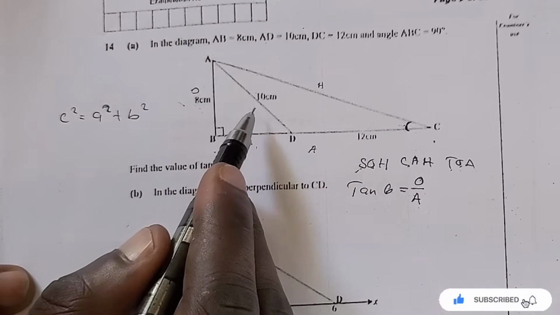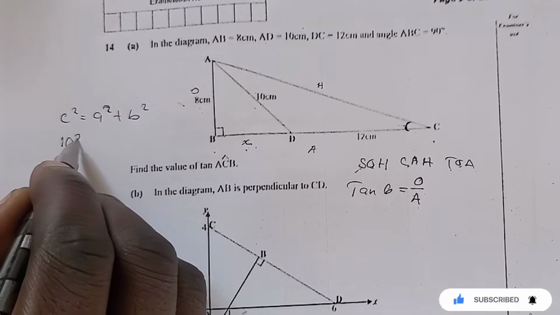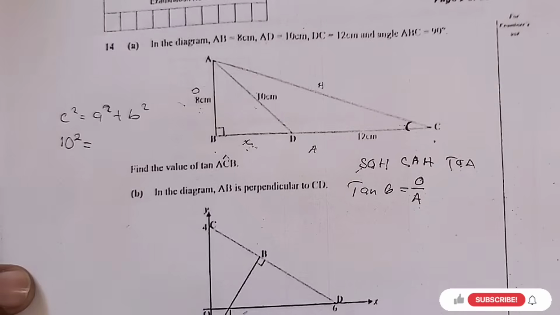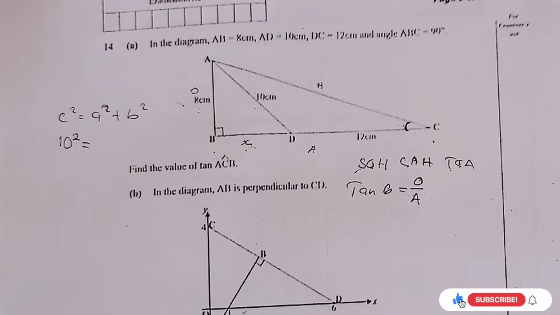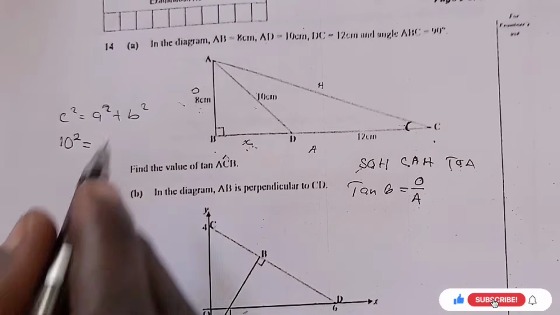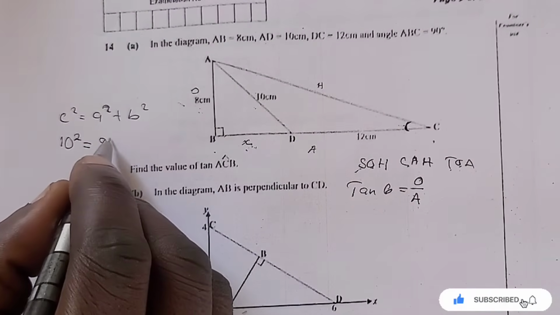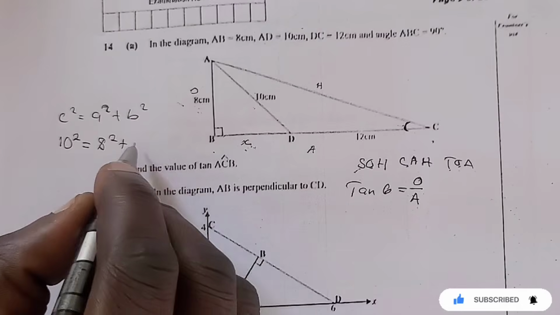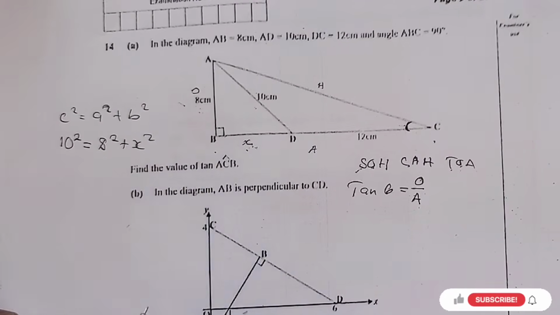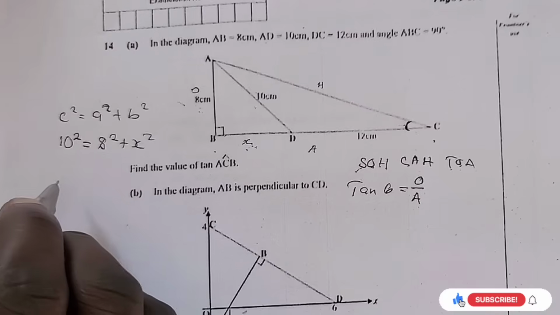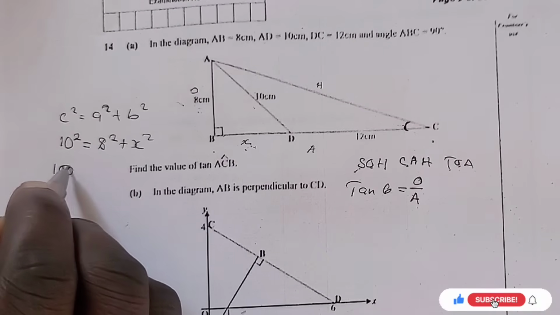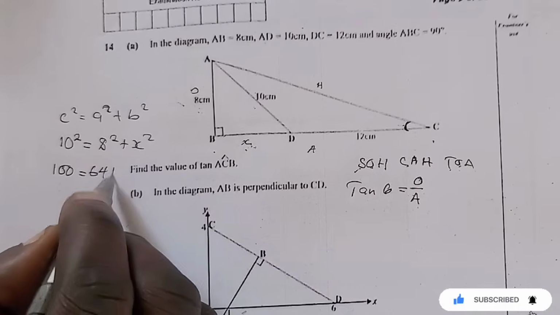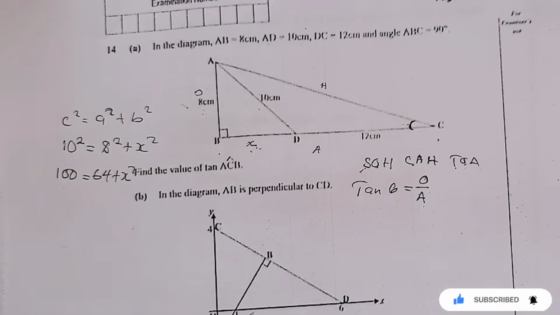C squared is the hypotenuse, which is 10 squared, is equal to, between a and b, you can choose whichever, there's no problem. So let's take a as 8 squared, then let's just leave the other as x squared. 10 squared is 100, equal to 8 squared, 64, plus x squared. We want to solve for x.